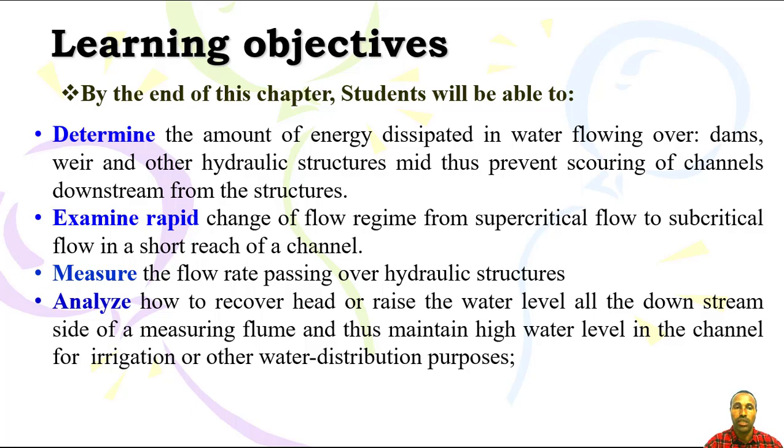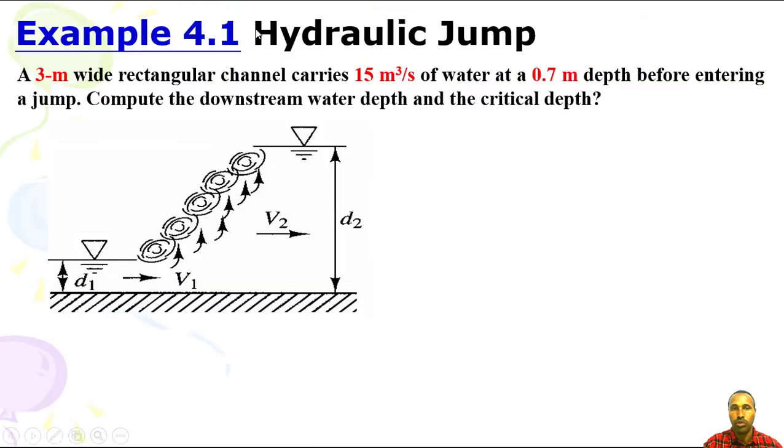So let's go to the examples now. Example 4.1 is a hydraulic jump. A 3-meter wide rectangular channel carries 15 meter cube per second of water at a 0.7 meter depth before entering the jump. Compute the downstream water depth and the critical depth.